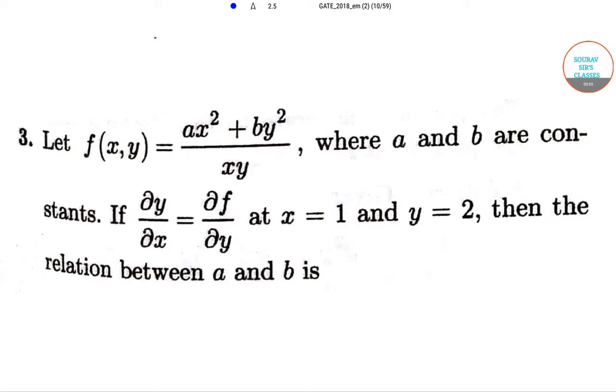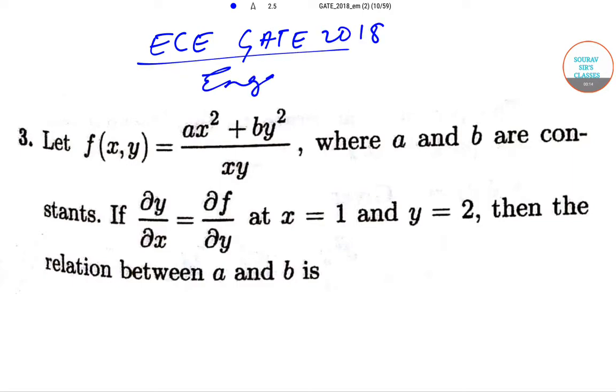Today we will be solving the Electronics and Communication Engineering GATE exam paper of year 2018. We will be solving the engineering mathematics portion. So we will begin with question number 3.